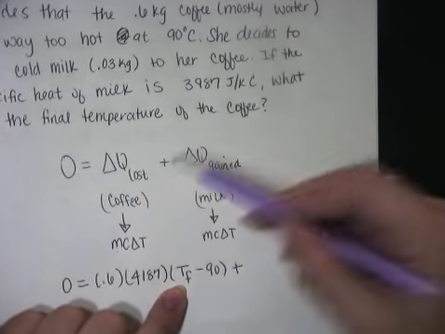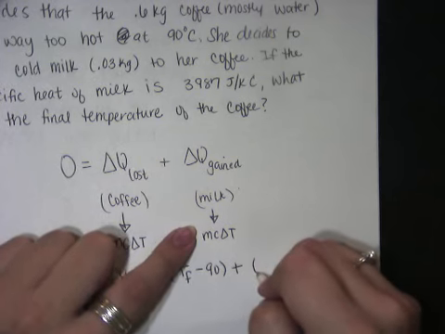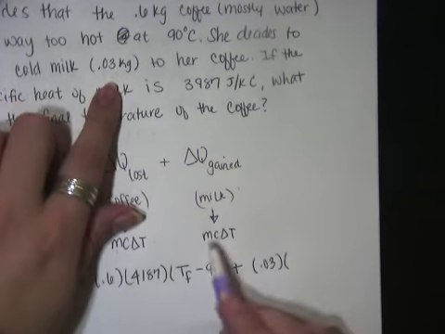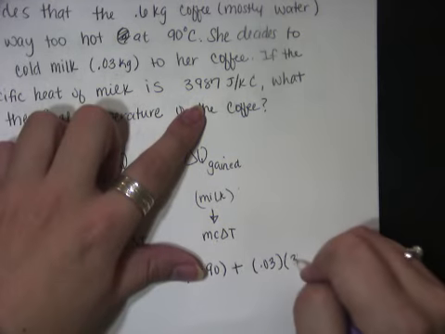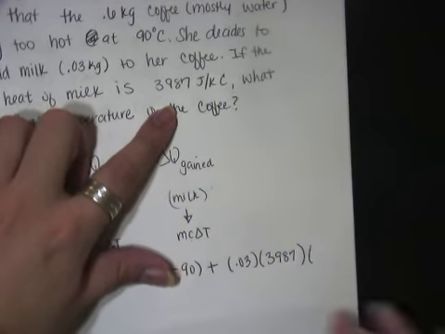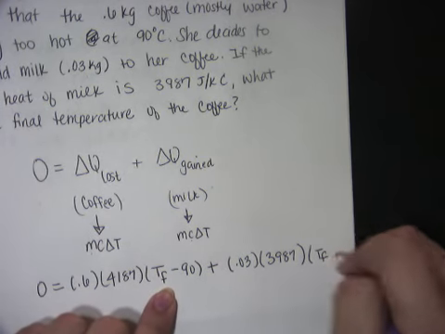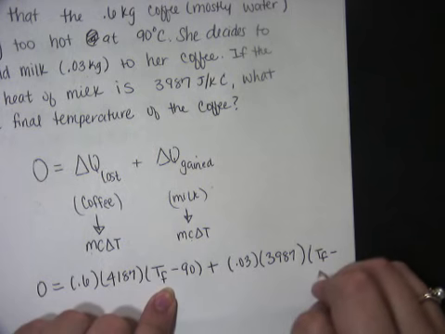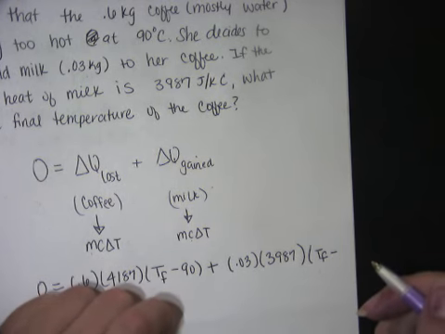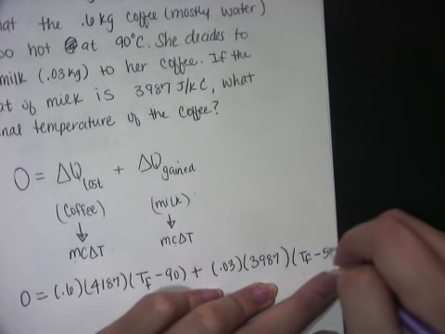All right, to this we're going to add the energy gained by the milk. So the mass of the milk is 0.03. The specific heat of the milk is 3,987. And then that temperature change, once again, that's our TF. We don't know what that final temperature is, minus the initial temperature of the milk, which wasn't given in the problem. That's my mistake, but I'm going to go ahead and put it at 5 degrees.